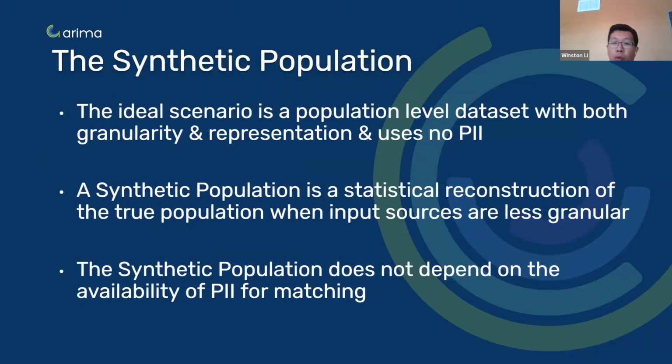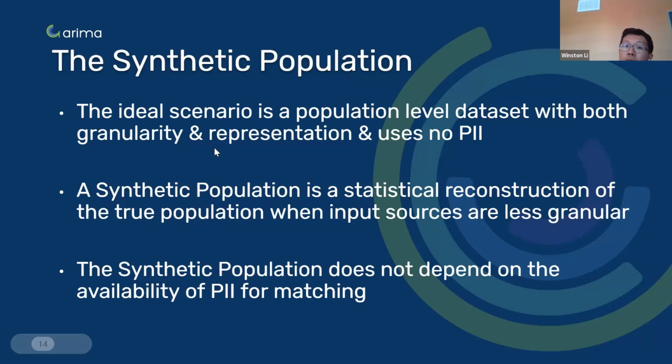So we looked at two different data sets. We now know their pluses and minuses. In the ideal scenario, we want national level data with both granularity, in other words, individual level, and representation, and it uses no PII. PII stands for personally identifiable information. So in other words, it has no way for you to identify back to the person. This is the ideal scenario, but however, we don't have that.